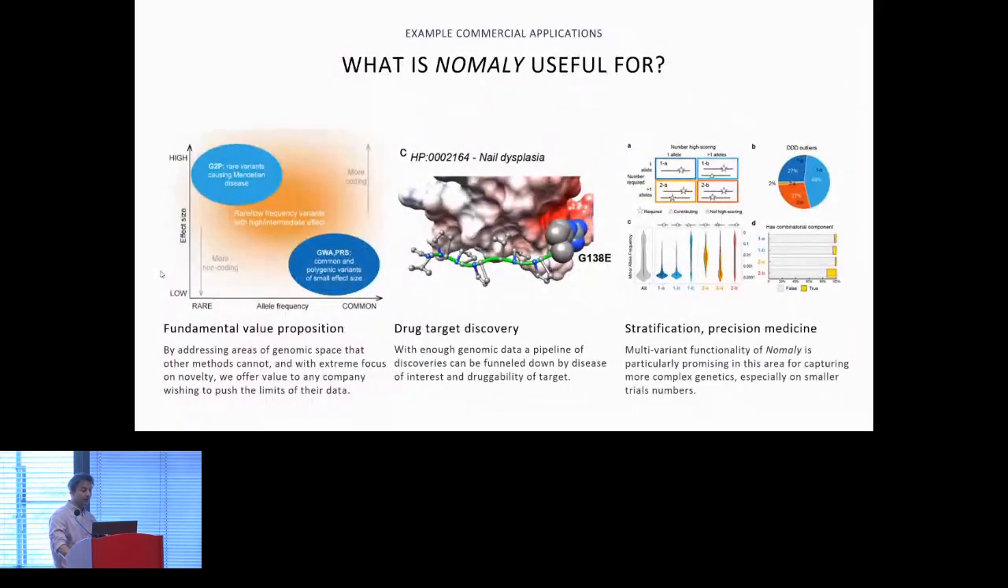So what could we use it for? Well, the fundamental value proposition is essentially, this is just extremely different from other things and non-competing. So if anyone has a data set, you've run your association, you've run all the state-of-the-art tools, this can be applied for novel discovery and see things that people haven't seen before, could lead to drug target discovery. And because of the multivariant capability, it gives us alternative ways to do stratification for precision medicine.